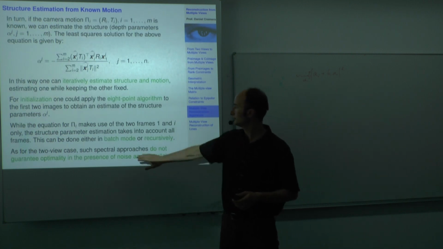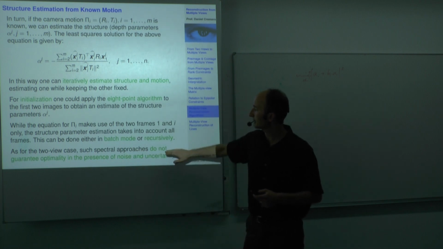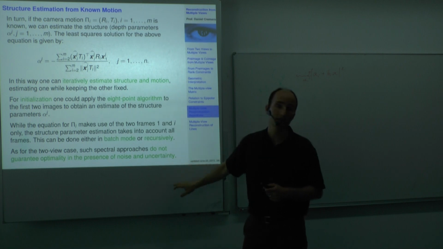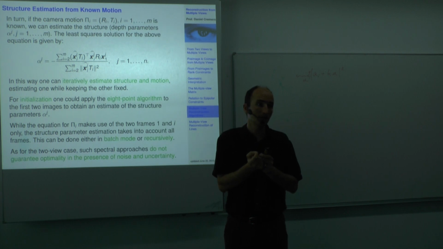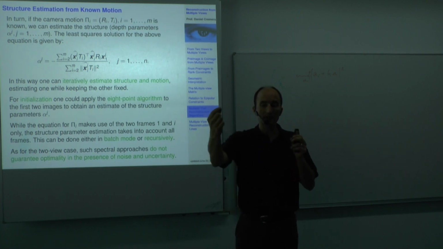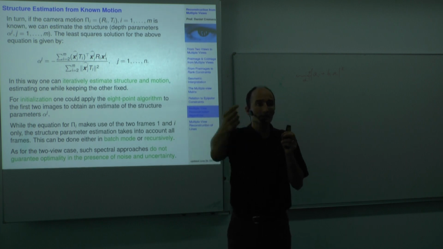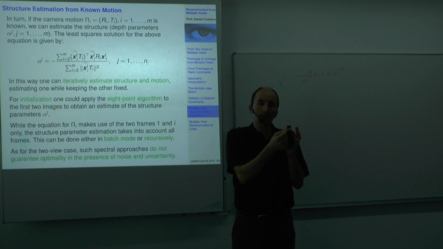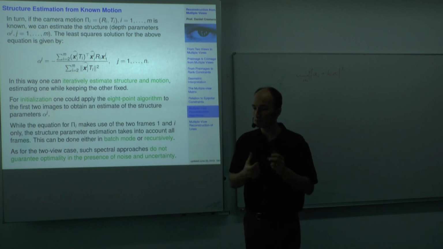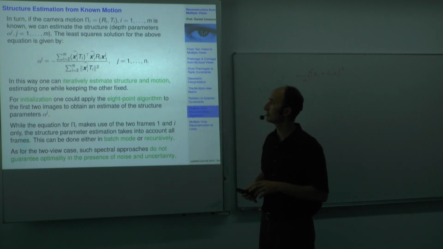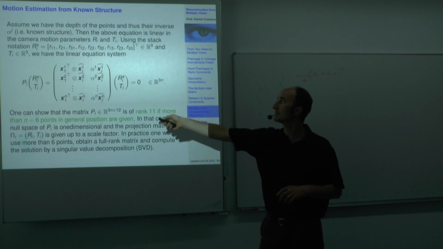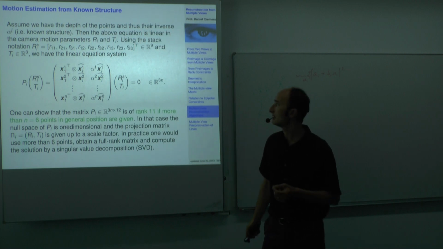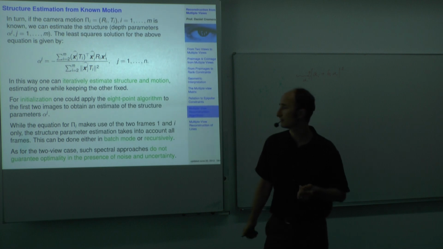So I said down here, as for the two-view case, these spectral approaches do not guarantee optimality in the presence of noise and uncertainty. We're not minimizing the reprojection error, right? So it's not the bundle adjustment, where you actually find a consistent reconstruction such that the projection of my 3D points into the images is as close as possible to the observed points. That would be the bundle adjustment here. We don't minimize that reprojection error, but we do these least squares approaches for these linear systems, and we can solve them in closed form.